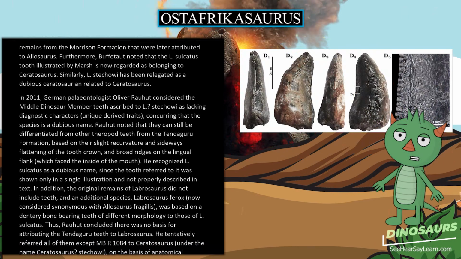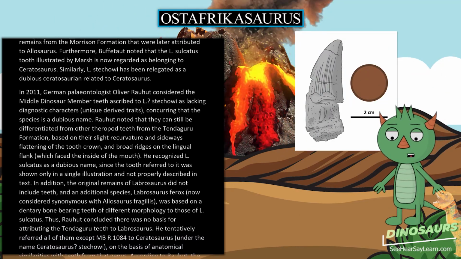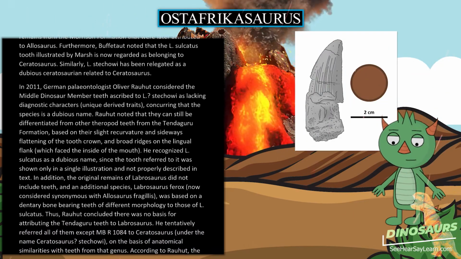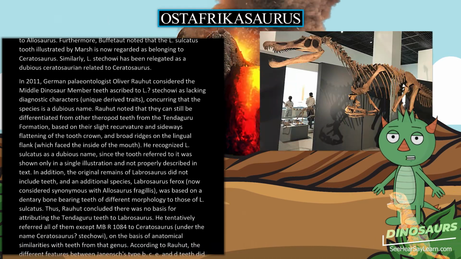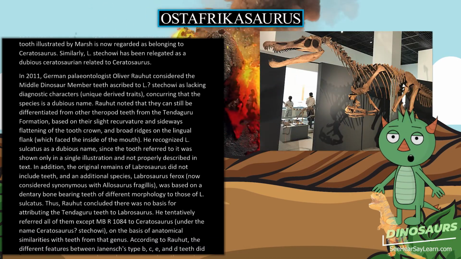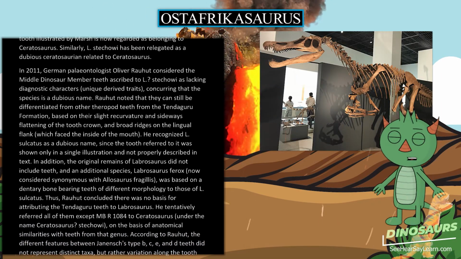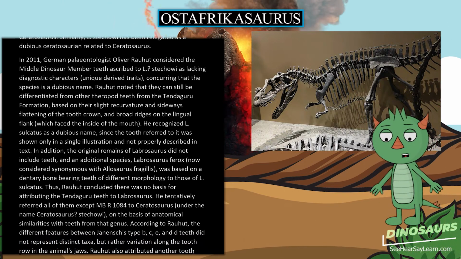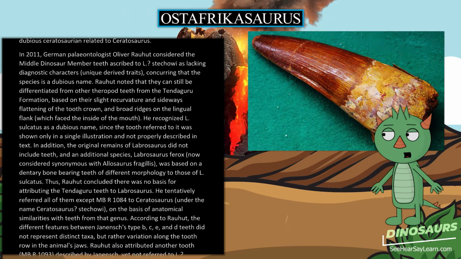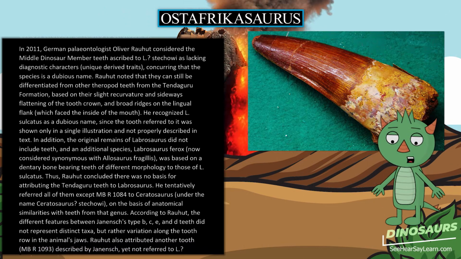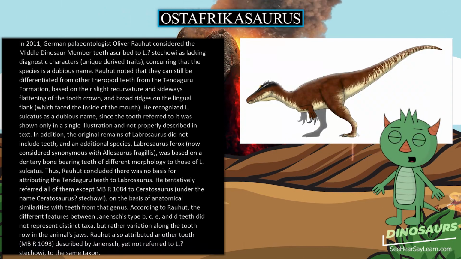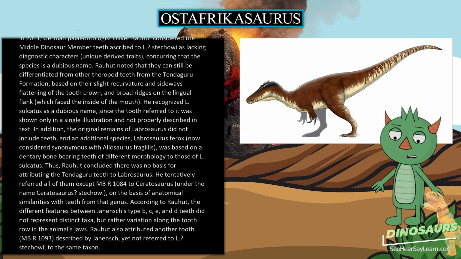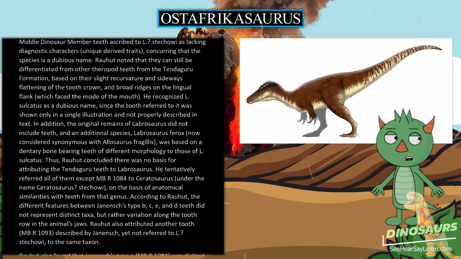sulcatus as a dubious name, since the tooth referred to it was shown only in a single illustration and not properly described in text. In addition, the original remains of Labrosaurus did not include teeth, and an additional species, Labrosaurus ferox, now considered synonymous with Allosaurus fragilis, was based on a dentary bone bearing teeth of different morphology to those of L. sulcatus. Thus, Buffetaut concluded there was no basis for attributing the Tendaguru teeth to Labrosaurus.